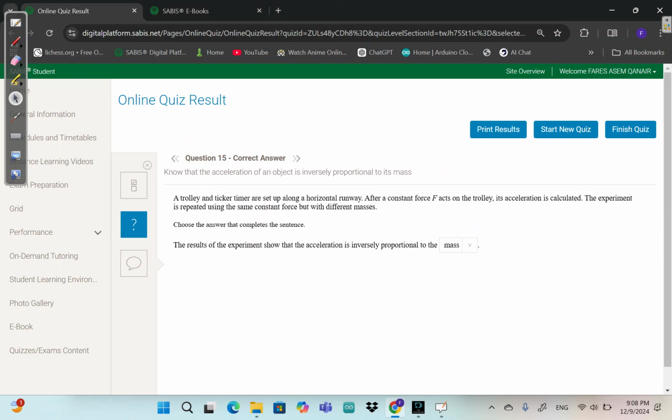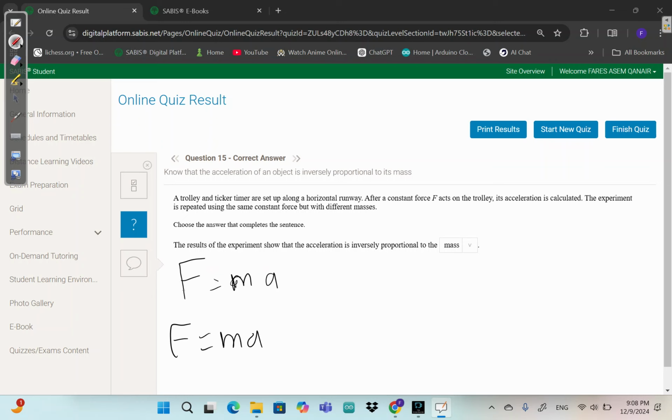Now next question. A trolley and a ticker timer are set up along a horizontal runway. After a constant force F acts on the trolley, its acceleration is calculated. The experiment is repeated using the same constant force but different masses. The result of the experiment shows that the acceleration is inversely proportional to what? So let's write our two equations for both trolleys. F is equal to ma. F is equal to ma.